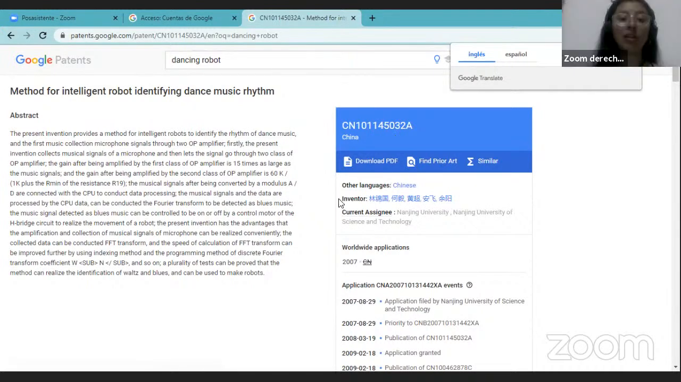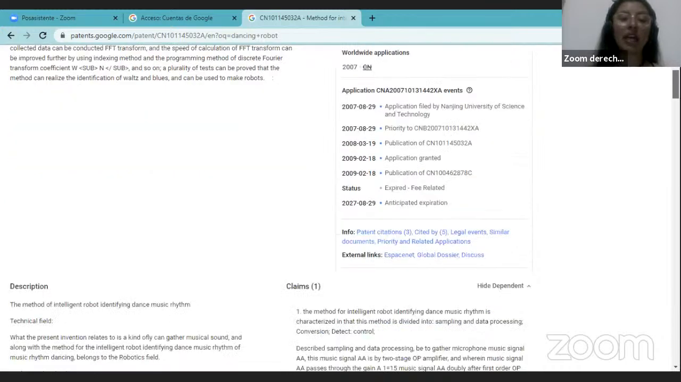You have the languages, inventor, worldwide application, and the most important thing is the status. Here, for example, the status is expired. I remember now. I see that website.